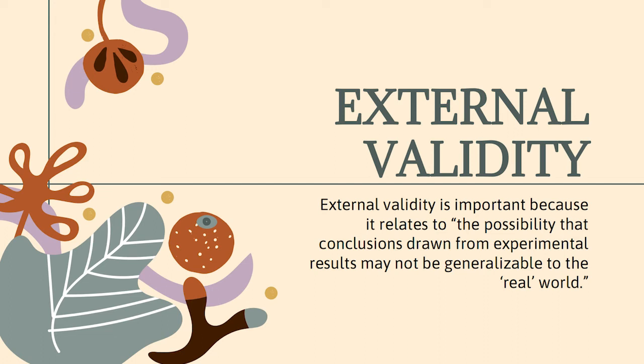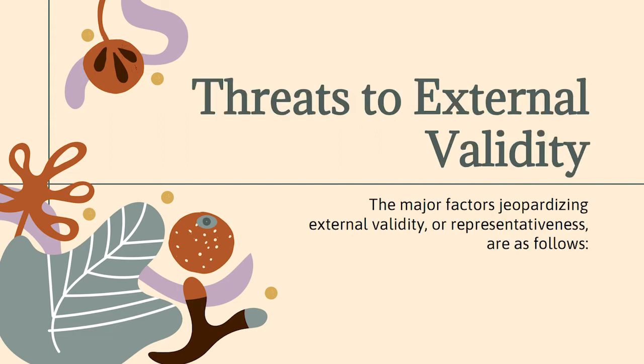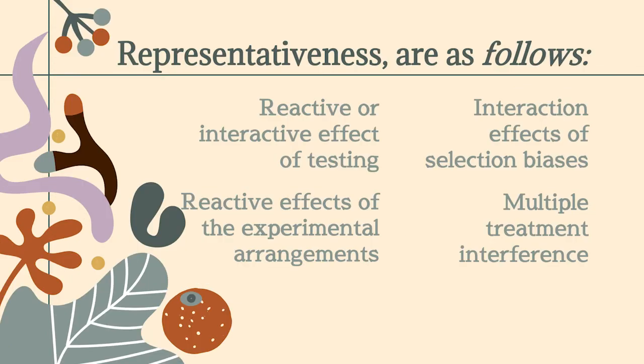External validity. External validity is important because it relates to the possibility that conclusions drawn from experimental results may not be generalizable to the real world. Threats to external validity. The major factors jeopardizing external validity or representativeness are as follows: 1. The reactive or interactive effect of testing. This occurs when a pretest increases or decreases the subject's sensitivity or responsiveness to the experimental variable, and thus makes the results unrepresentative of the general, or unpretested, population from which the subjects were selected.